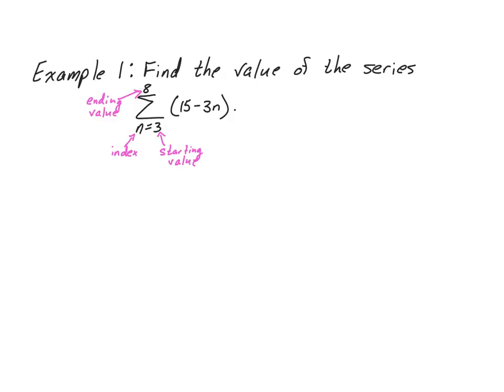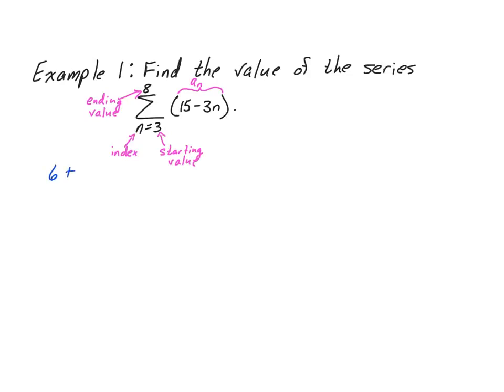So if we were to write out this series, this right here represents a sub n. This is the formula that you would use for finding the value of every term in this series. So let's actually write out the series. For this series, you're going to start out by substituting the starting value. You plug this into n. That would give you 15 minus 3 times 3, and that's 15 minus 9, which is 6.